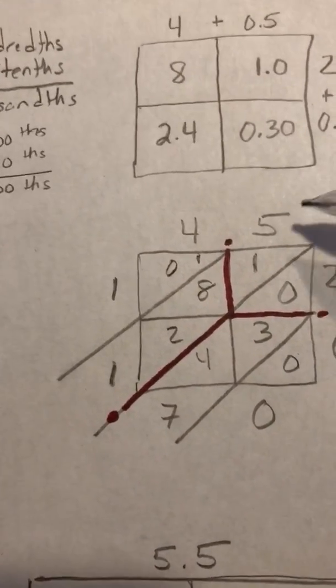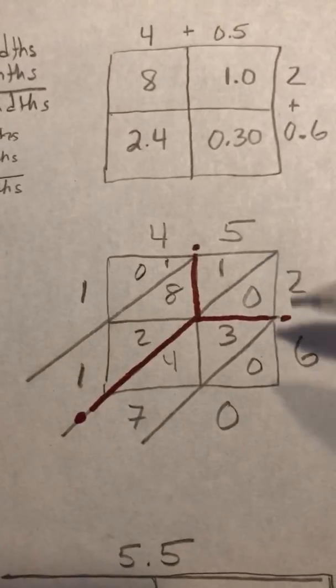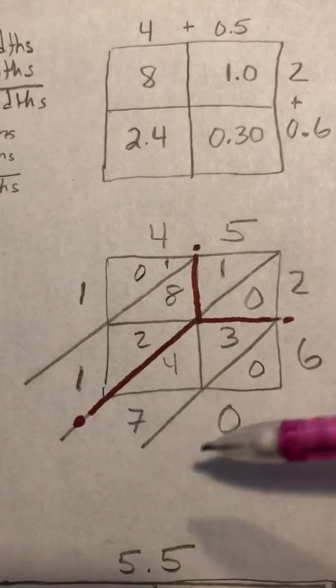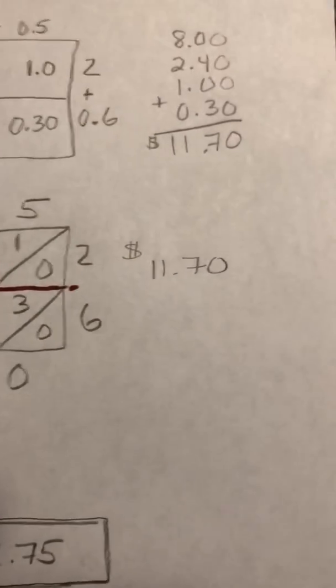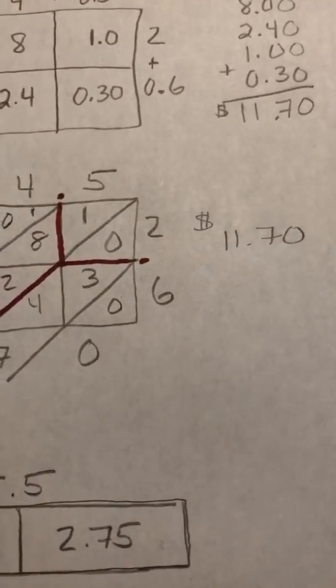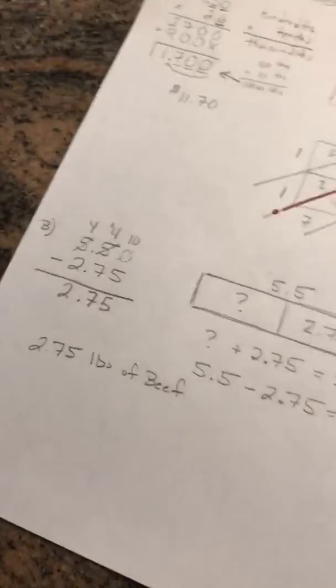And again, if you want to think about it, we're actually multiplying tenths times tenths, which equal hundredths. So that's why this goes to the hundredths place. And again, that gives us the answer of $11.70.